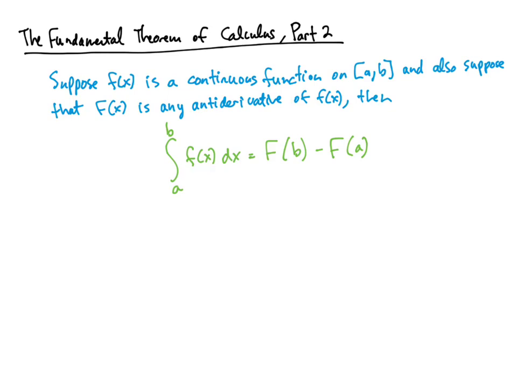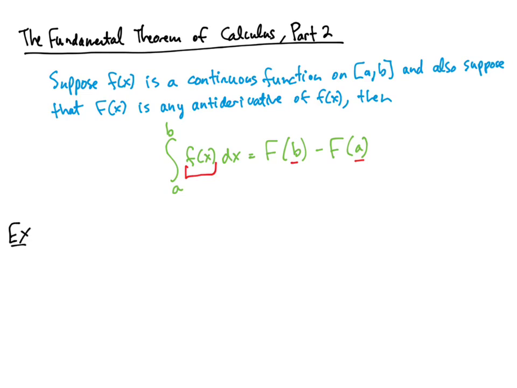In other words, this is saying, take the antiderivative of f of x. Let me write that in a different color. Take the antiderivative of f of x, evaluated at b, and then subtract that from the antiderivative evaluated at a. So let's look at an example that helps to illustrate this.